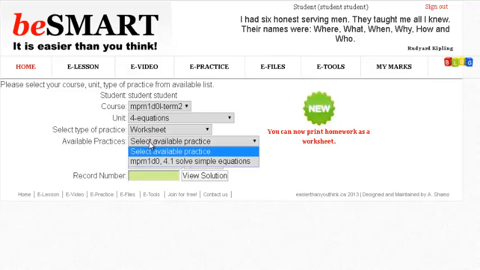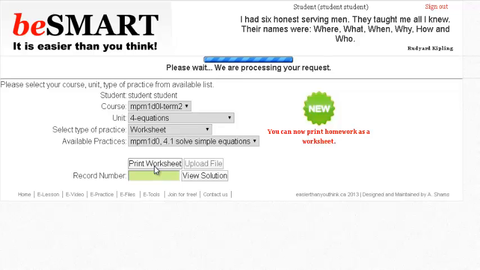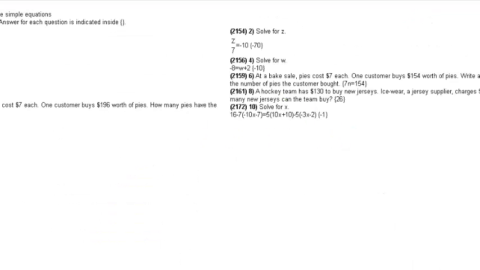So if I click on available practices and then click the print worksheet, let's see what will happen. You will see the same homework that you just saw is shown as a worksheet. So I can print this one and I can do it in my workbook.